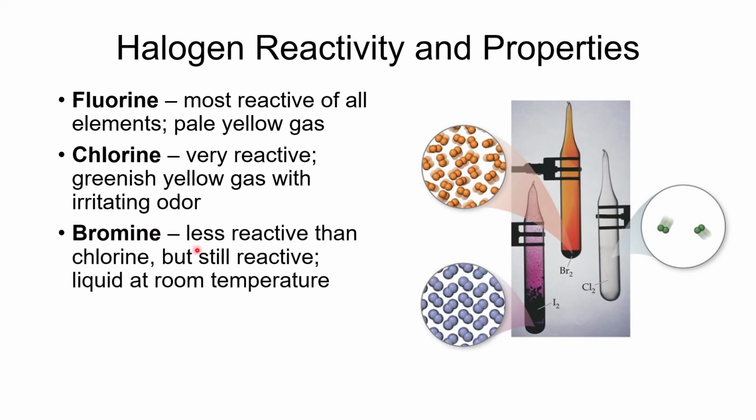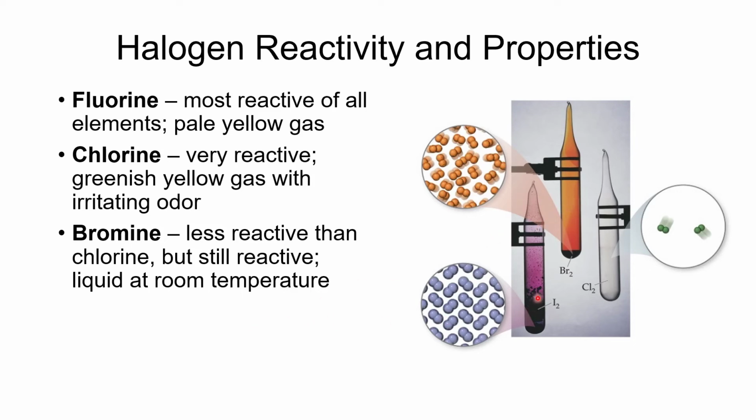All right, bromine is less reactive than chlorine, but it is still quite reactive. It is a liquid at room temperature, so here's the liquid, but it does have a significant vapor pressure, so you'll see there's quite a bit of gaseous bromine above that liquid. So pretty nasty stuff. You probably don't want to have a glass ampule of that around the house.